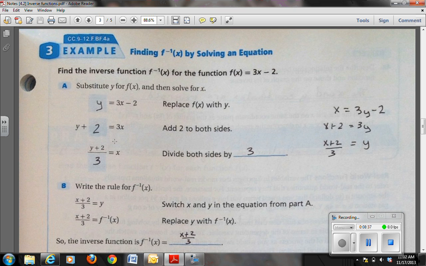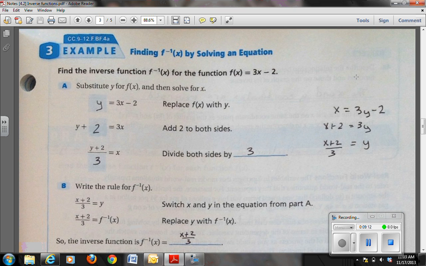This expression looks very similar to what we said on the previous line. The only thing is that x and y need to be reversed. So if they give me f of x and I'm looking for f inverse of x, what you can do is isolate x, get it by itself, and then just switch x and y, the actual letters. Down here below it says write the rule. Well, it would be x plus 2 over 3 equals y. And y is, of course, what our new function is, f inverse of x.